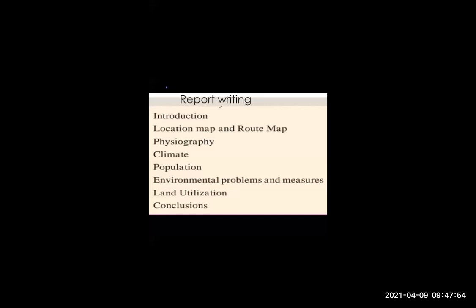Next is land utilization: how they are using land. Nowadays, if you're visiting your village especially, you have seen so many people doing farming. They are busy with their agricultural occupations. If you are visiting any village, you can mention that they are practicing farming. This is one type of agriculture area.